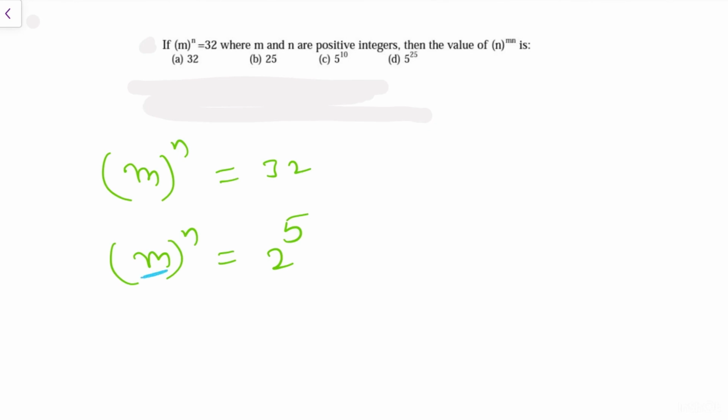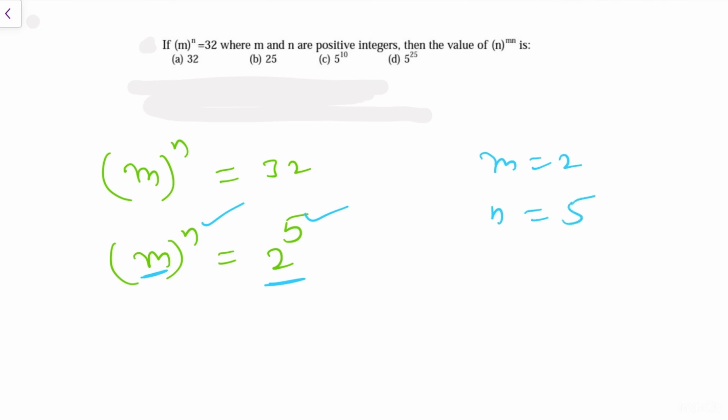If m power n is equal to 32. m power n is given as 32. So m power n is equal to 32 can be written as 2 power 5. Except as 2 power 5, we cannot write it as any other power. So that's why I'm writing the only possibility, 2 power 5. Then I can compare m to the 2 and n to the 5. So I can say that m value is 2 and n value is 5.